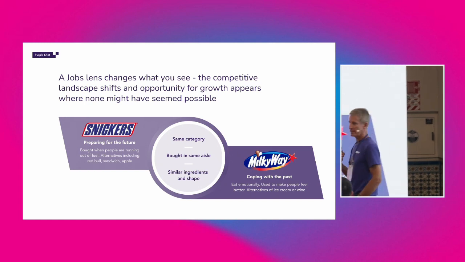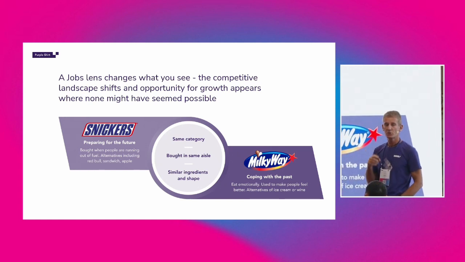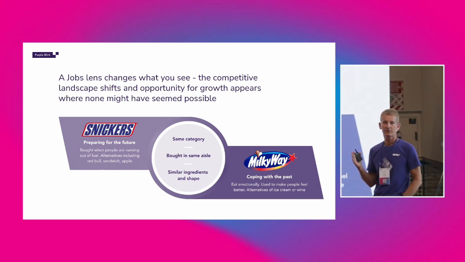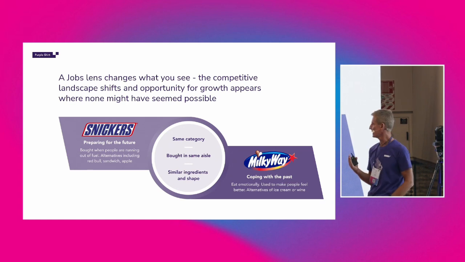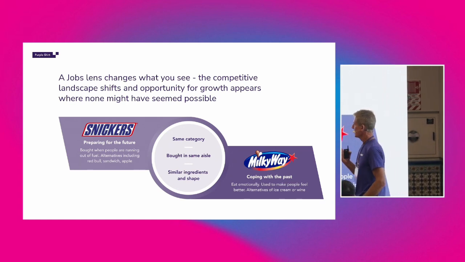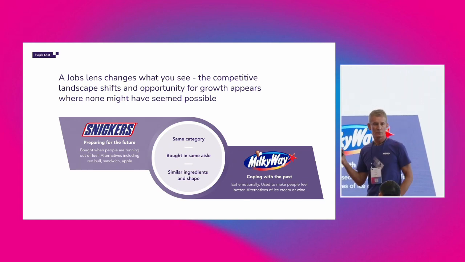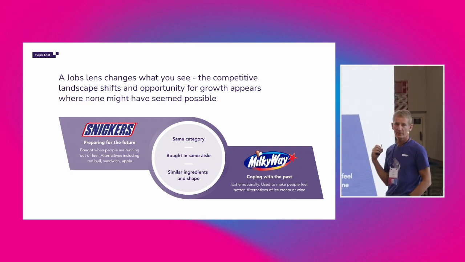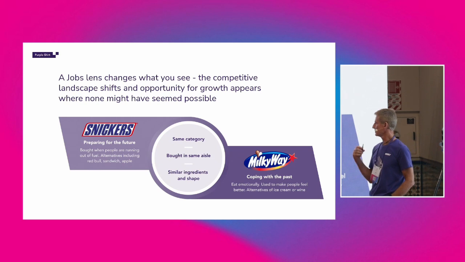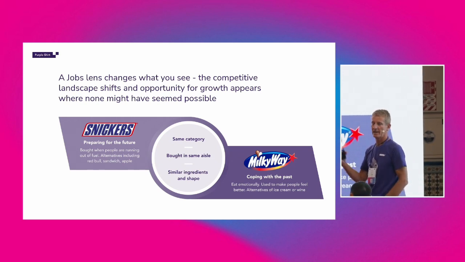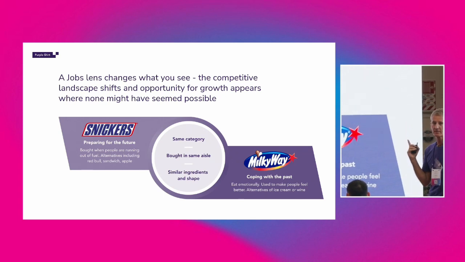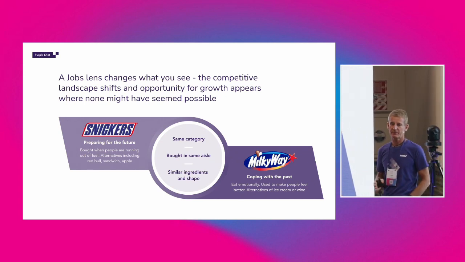So with a Snickers, the job people are trying to get done and make progress with when they're buying a Snickers is about preparing for the future and getting an energy hit. They're running out of fuel. And the things that they're competing against are not Milky Way. They're a Red Bull, a sandwich, an apple, whatever. Whereas Milky Ways are solving a completely different job.